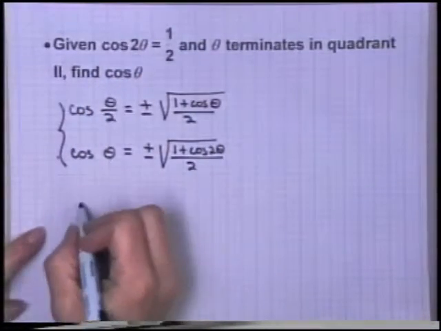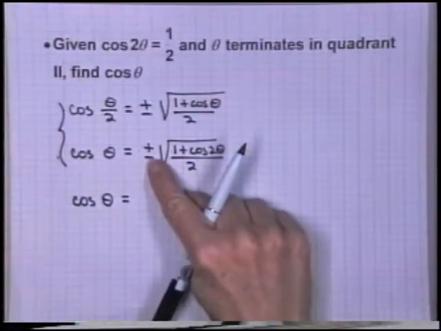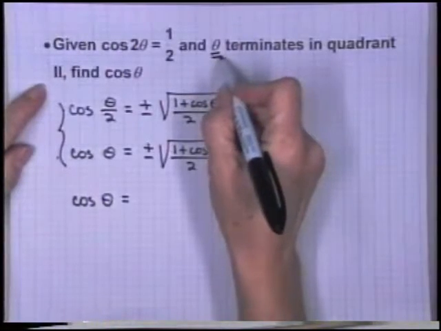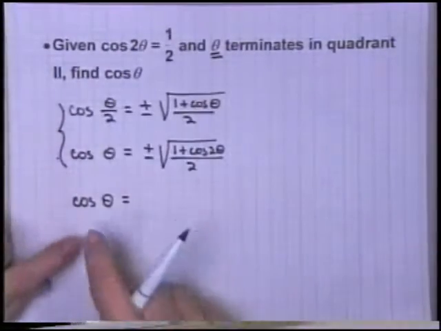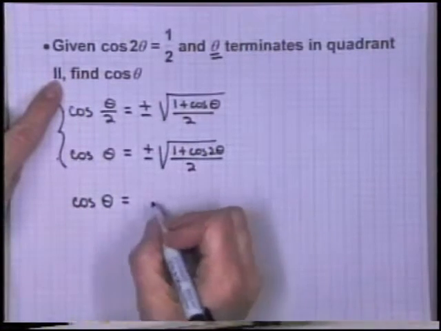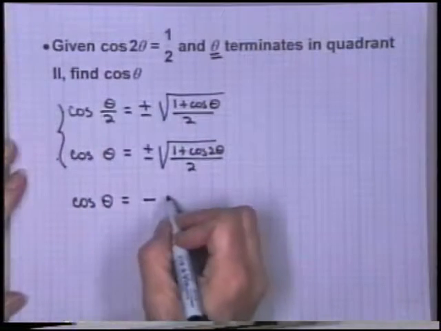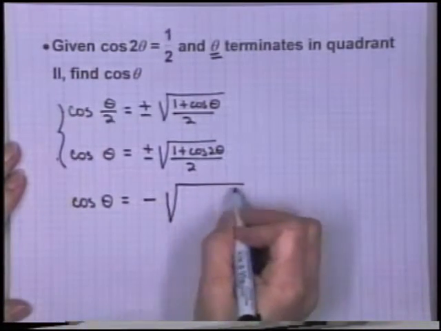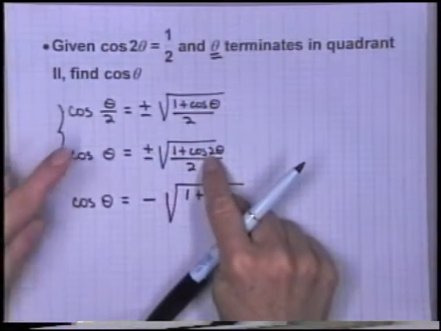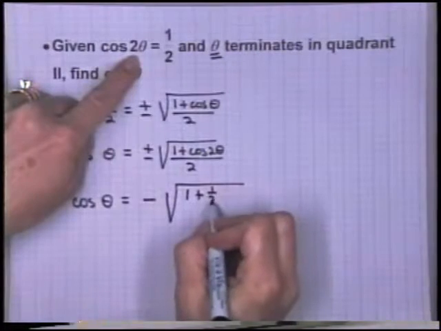Notice we're trying to find cosine theta. So let's see, cosine theta equals. We need to decide on our plus or minus. Well, notice right here, he told me what? Theta terminates in quadrant 2. So this theta right here is in quadrant 2, so its cosine value will be negative, won't it? Okay. Now, we've got square root 1 plus, notice here's the cosine of 2 theta. Well, he gave me cosine 2 theta is 1/2.